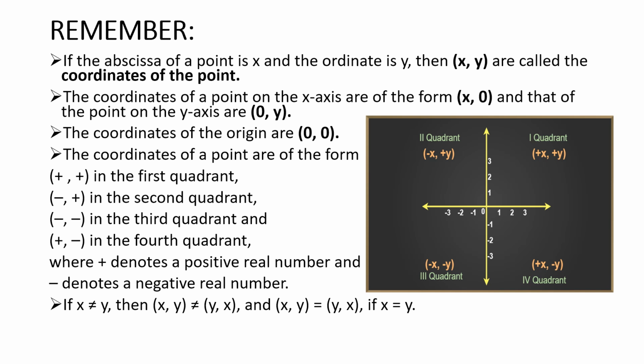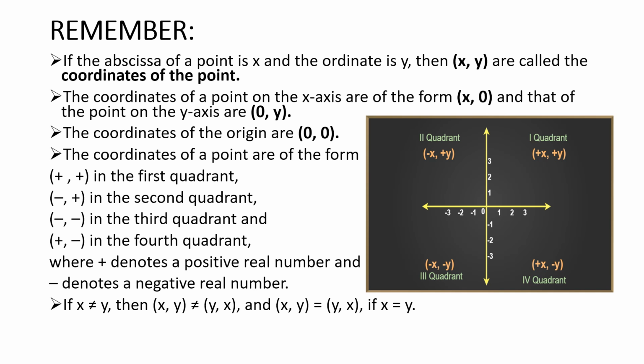Now the coordinates of any point can be in which form? If it is in the first quadrant, you can see x and y both are positive, so plus and plus. In the second quadrant, x is negative and y is positive. In the third quadrant, both x and y are negative. In the fourth quadrant, x is positive and y is negative, where plus denotes a positive real number and minus denotes a negative real number.